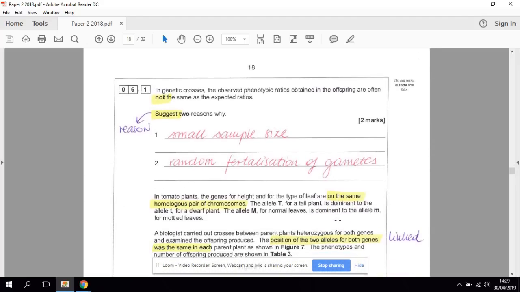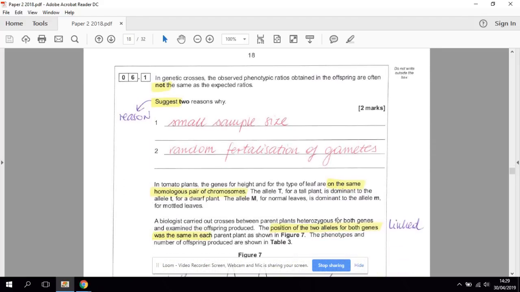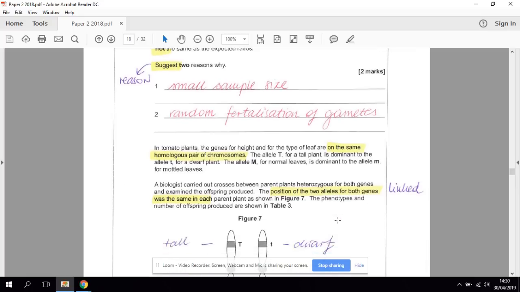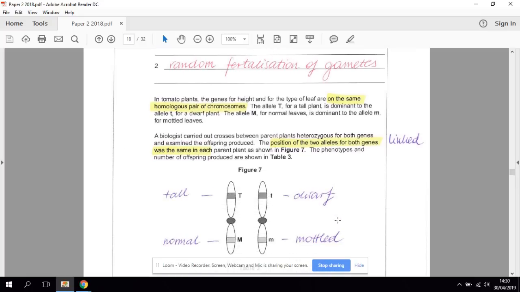Right, question 6, genetic crosses. So the observed ratio is not always the same as expected. Say why, so give the reason for this. So of course, due to random fertilization of gametes, and for example, the sample used would be small. Here we've got the long passage about the cross, about the tomato plants and the genes for height and for the type of the leaf on the same homologous pair, so that means that they are linked, okay? And then we've got those alleles described here.